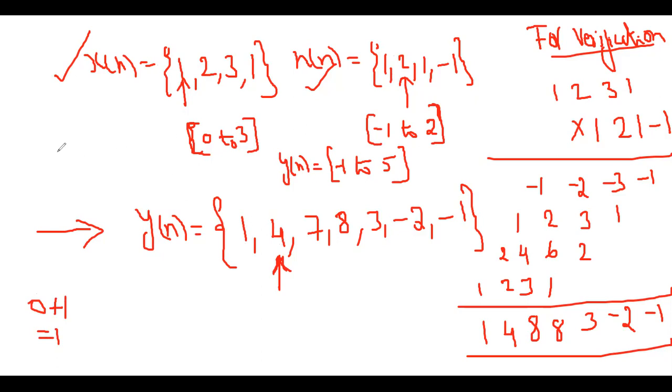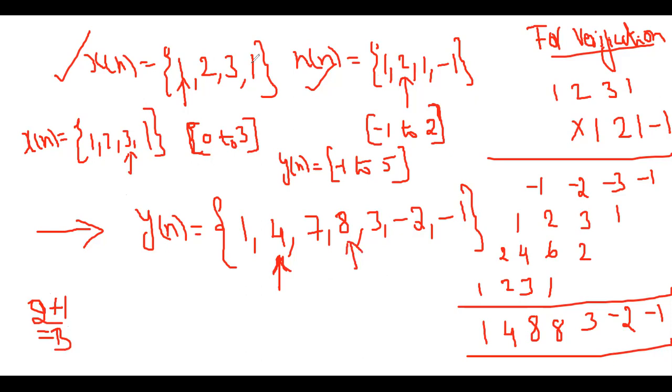Okay, my dear students. Suppose x of n is equal to 1, 2, 3, and 1. The arrow mark is now here itself. The h of n is the same. How many samples are there before the arrow mark of x of n? There are 2. So 2 plus 1, what is the value? It is 3. So after the 3, 1, 2, 3, you can keep the arrow mark.